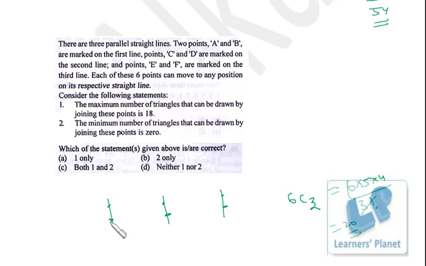Now since we don't have 3 points collinear, right? So minimum 1 triangle we will get. Okay, 0 is not possible because we don't have 3 collinear points, right? So both the statements are wrong. I hope you are getting it.